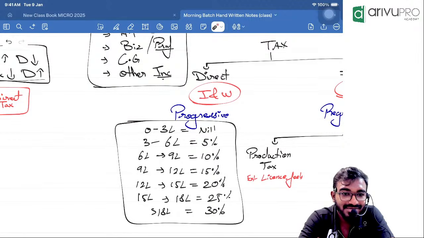Film stars. Yes, their name will be there. Cricketers' names will be there. Sports persons' names will be there. But have you ever seen Ambani's, Adani's name in the top 10 taxpayers? No. Why? They know how to escape from this.